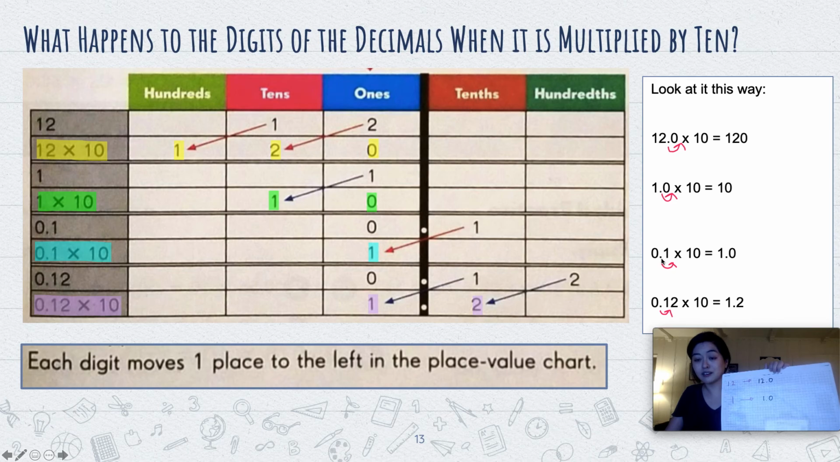Same thing here. 0.1 times 10. I have to multiply by 10, so I'm going to move the decimal point one place to the right over here. It comes after the 1. So it's just 1.0. And here, 0.12 times 10. I'm going to take that decimal point and move it over once. And so it'll be right between the 1 and 2, which is 1.2. Not too bad, huh?